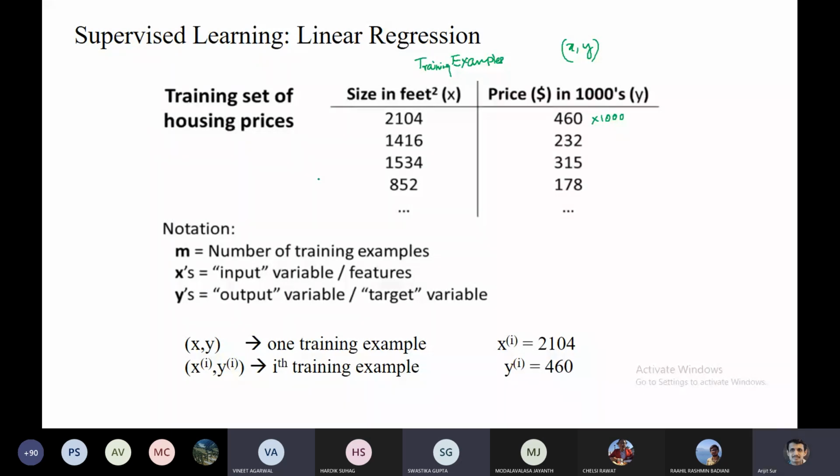Now, what is m? It is the number of training samples, the cardinality of this set, the total number of samples given. x is the input variable, and y is the output variable, the target or label. (x, y) is one training sample, and the ith training sample is given as (x^(i), y^(i)). These are just notation.